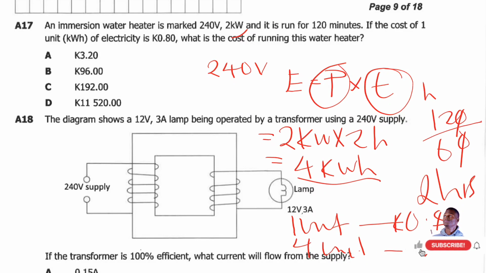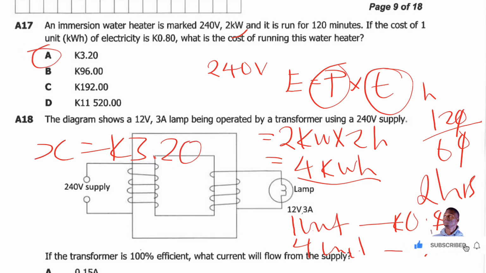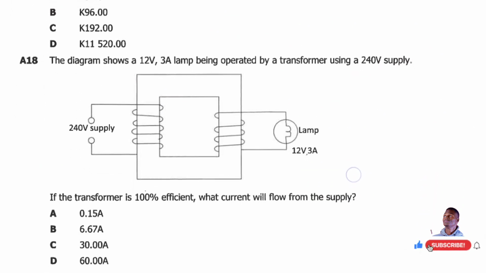Cross multiply: x times 1, just x, then 4 times 0.8 is giving me 3.2. So 3.2 kwacha, which is just 0.20 here. A is the answer. Great. This is very simple. Okay, let's go to question 18.